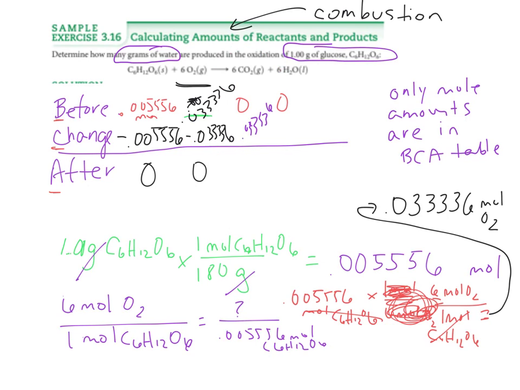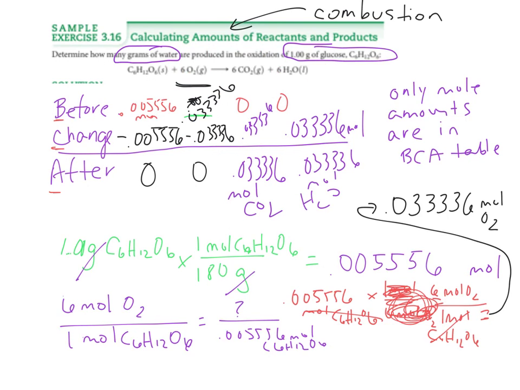And similarly, for every 6 moles of oxygen that we use up, we will create 6 moles of water. So the number of moles of water we create is equal to the number of moles of oxygen. So we will create 0.03336 moles of water. And that's what we'll write down here, 0.03336 moles of CO2 and 0.03336 moles of H2O.